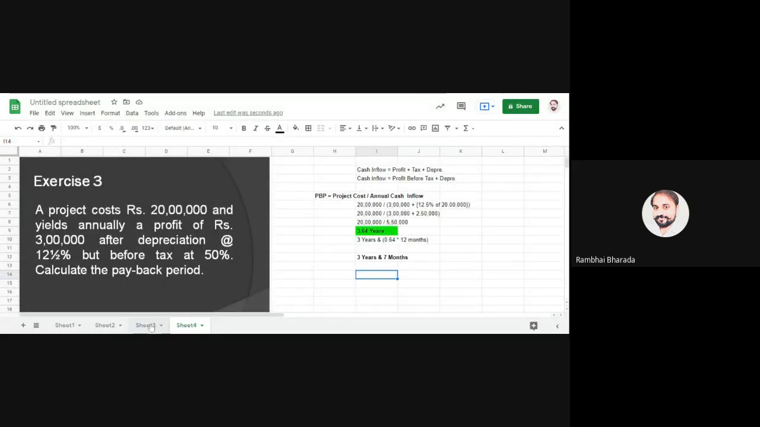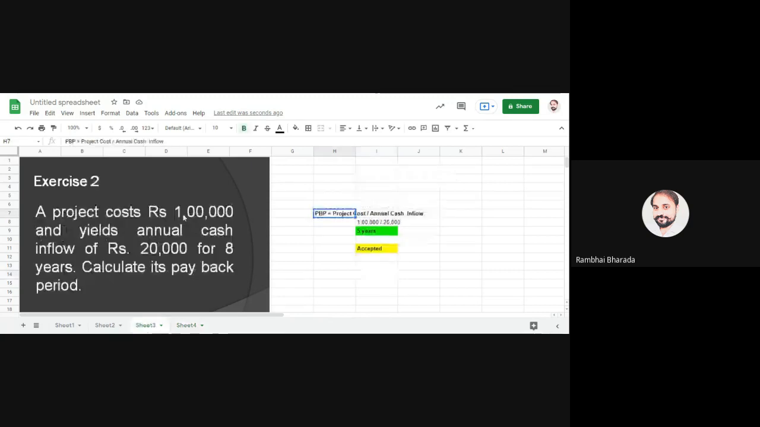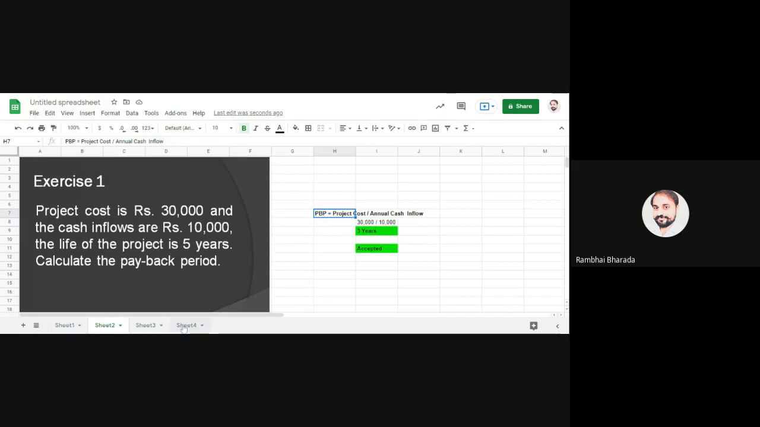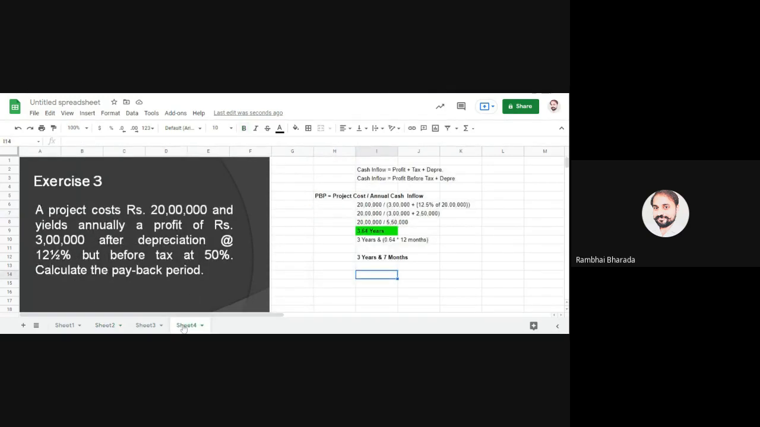Every year profit is 3 lakh. Every year cash inflow we have, in exercise number 2 20,000, in exercise number 5 10,000. So is it possible in real life that every year profit remains the same, or the company will earn the same amount of profit? Can you believe? क्या आपको लगता है कि एवरी ईयर कंपनी को सेम अमाउंट का प्रॉफिट ही होगा? Yes or no?